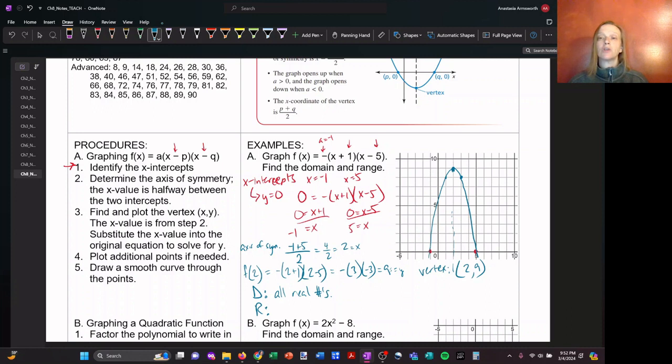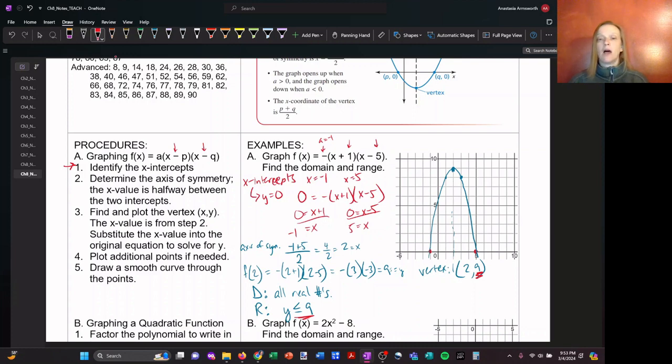And my range, there is a restriction in how far up and down I can go on this graph. I can go down forever and ever and ever, but I can only go up as high as y equals 9. So y needs to be less than or equal to 9. Remember, the range is always going to be tied to the y coordinate of the vertex. So you can use that number to help you describe the range.